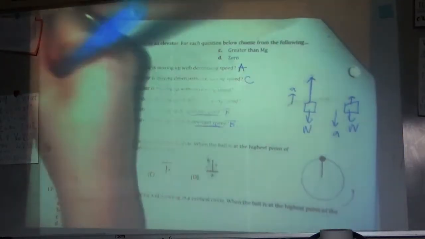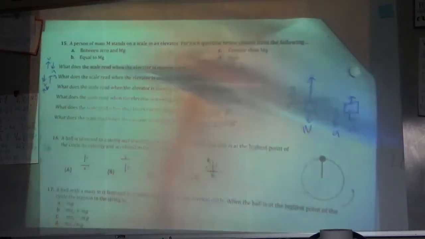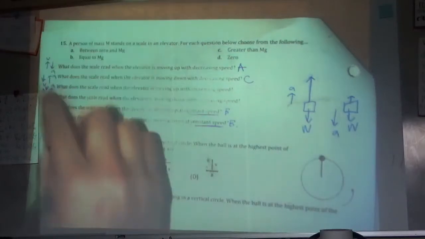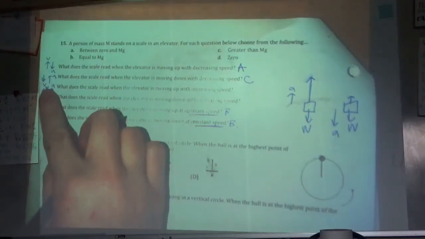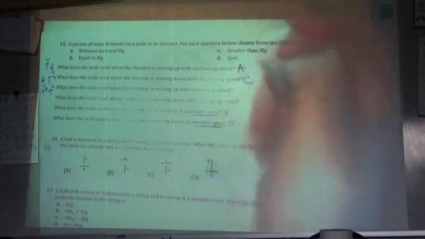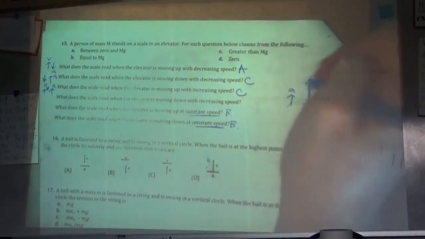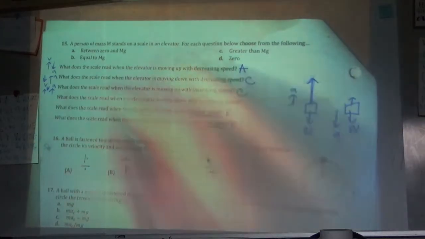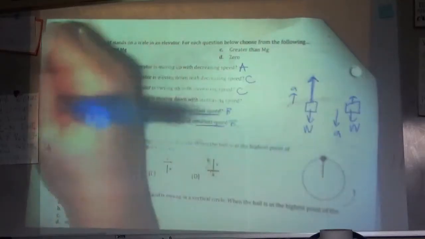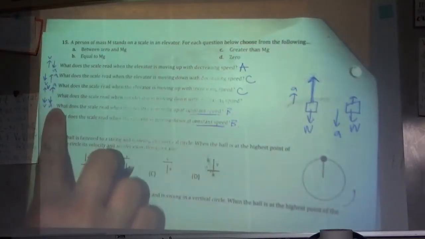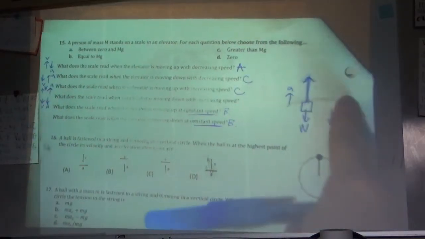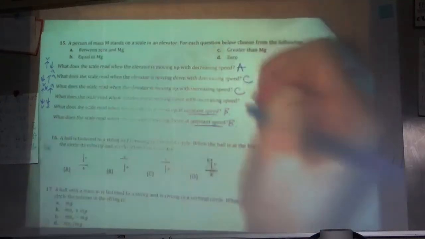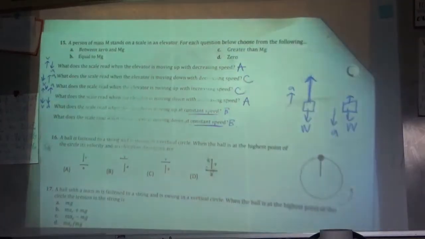If it is moving up with increasing speed, velocity would be up and acceleration would be in the same direction because it's getting faster. So acceleration up, we just said, was C, greater normal force than weight. And if it's moving down and increasing speed means getting faster, so in the same direction, acceleration is down, your normal force would be less than the weight, so between 0 and mg.